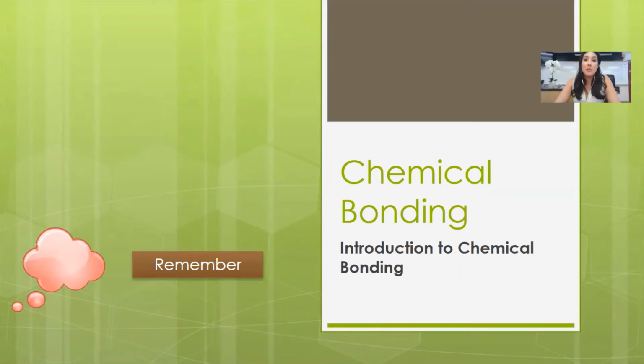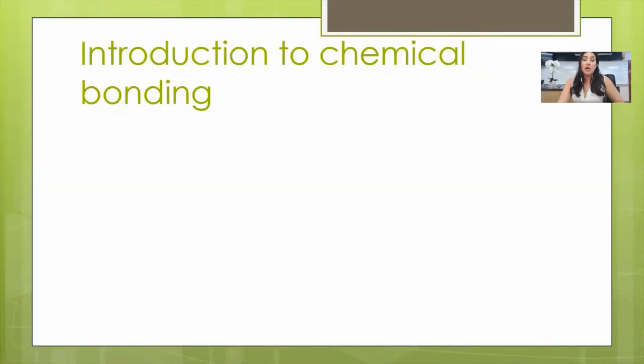Today, we are talking about chemical bonding. We're going to go over the 3 different types of bonds we're going to be talking about this year. And if you see this little pink cloud icon, that's just a remember icon. Maybe it's something that should be reviewed to you at this point. So let's get started.